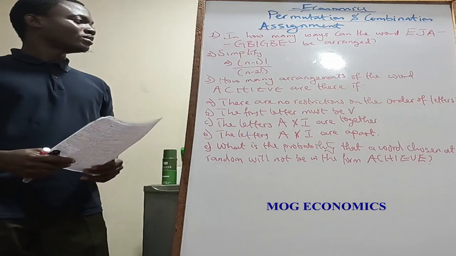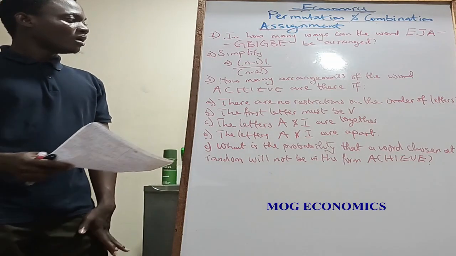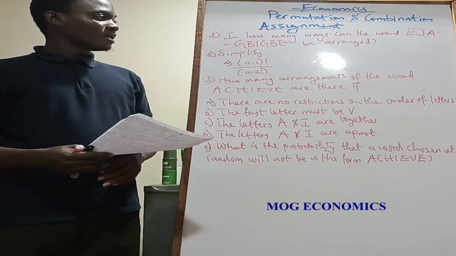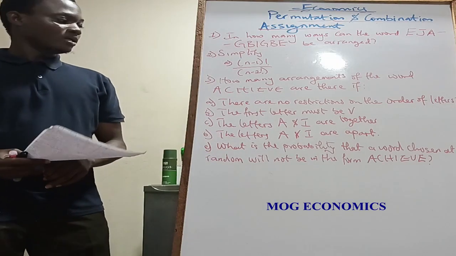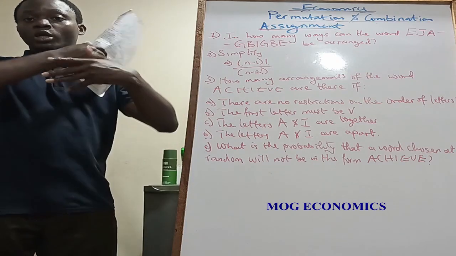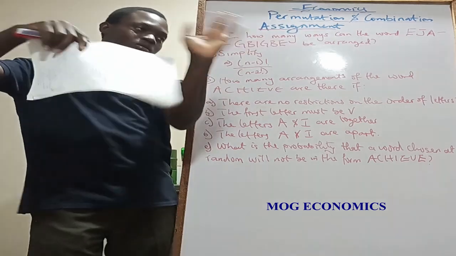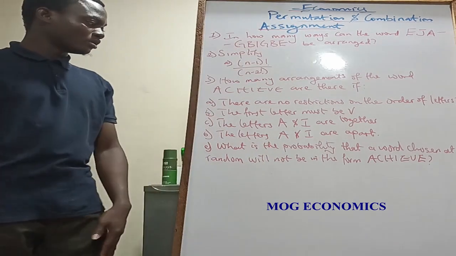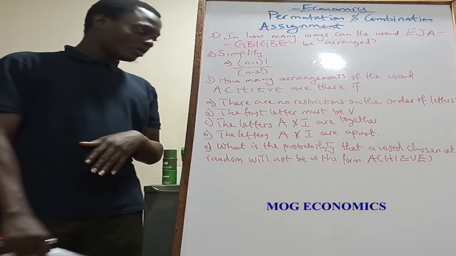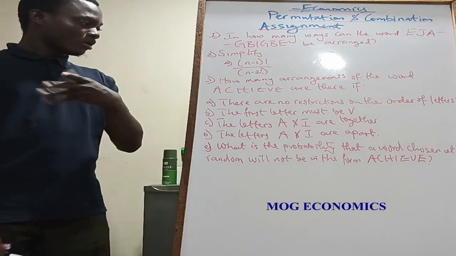Good. Now number 2, simplify n minus 1 factorial divided by n minus 2 factorial. We did something like that. And number 3, how many arrangements of the word achieve are there if A, there are no restrictions on the order of letters? So no restrictions, it could be arranged any way, like just normal permutation. But don't forget that some letters may appear more than once. So just always consider that.